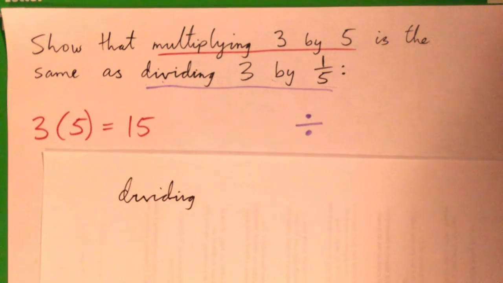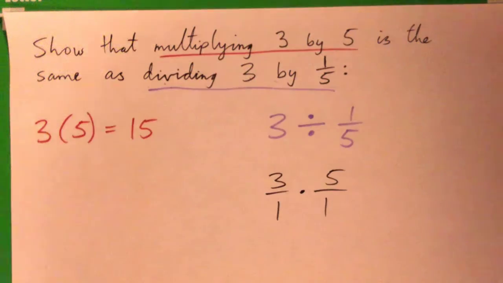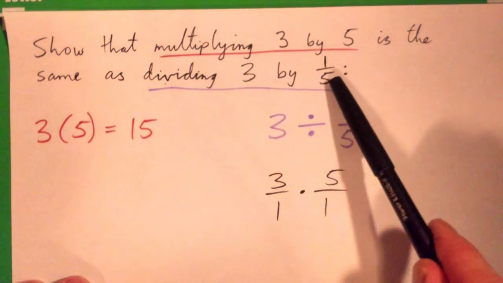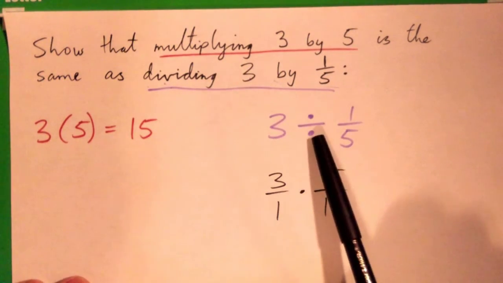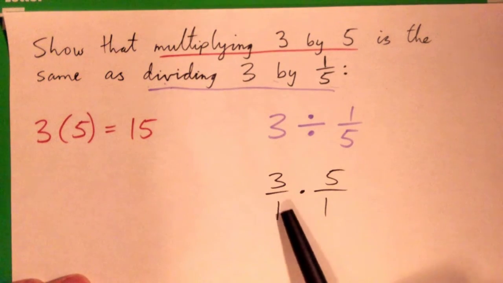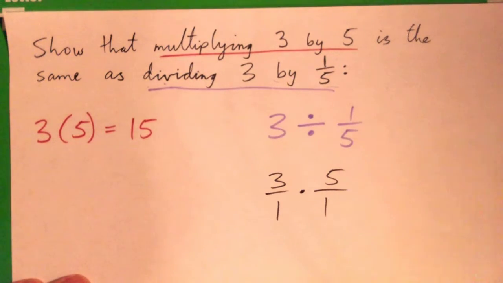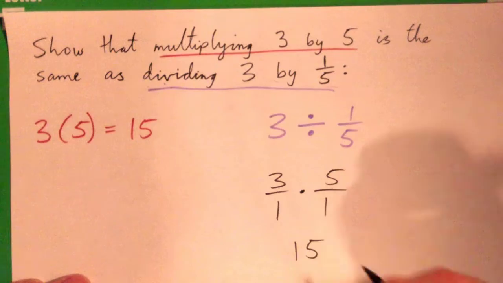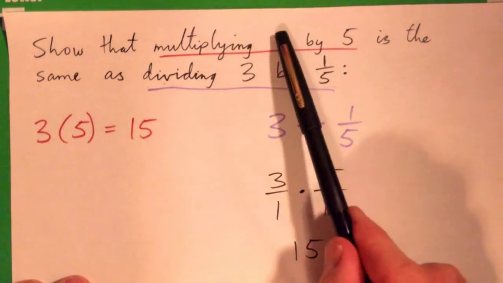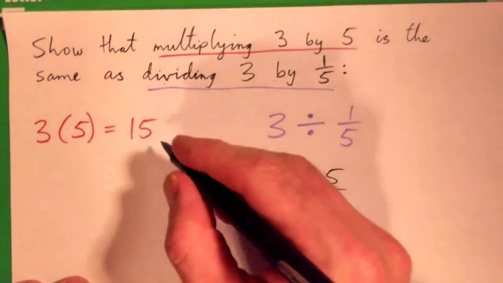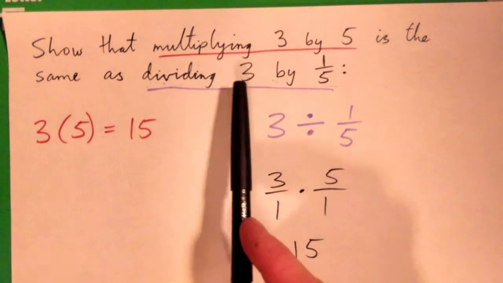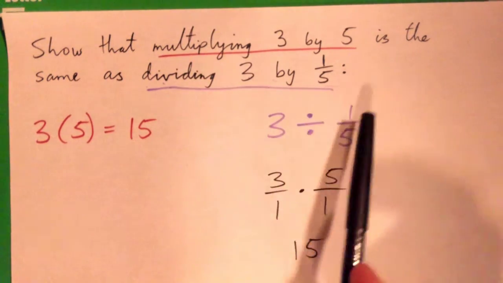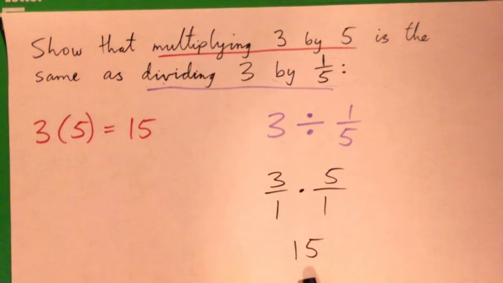Right. So we do 3 divided by 1/5. It's 3 divided by 1/5, which is just 3 over 1 times 5 over 1, which is 15 over 1, or 15, right? So when we multiplied 3 by 5, we got 15. When we divided 3 by 1/5, we got 15. And so they're the same thing, right?